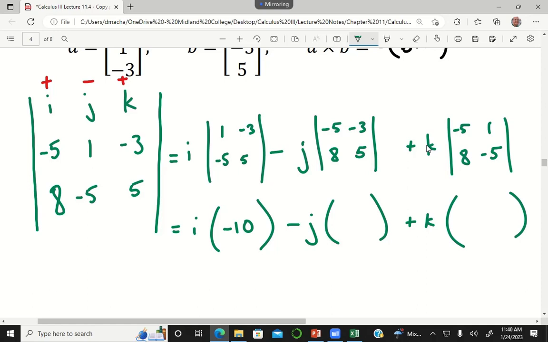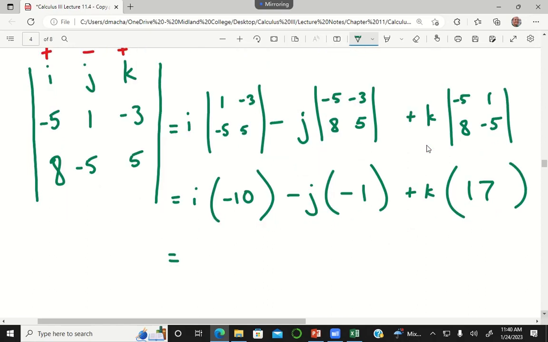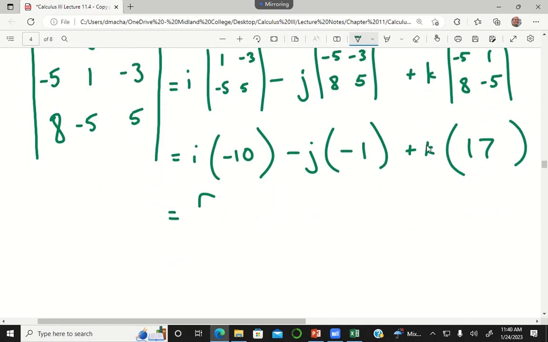I have to think about it. So -25 minus -24. So yeah, -1, perfect. And then this determinant is 17. Okay. So then our resulting vector is going to be the vector -10, 1, 17. Okay? We got it. All right.